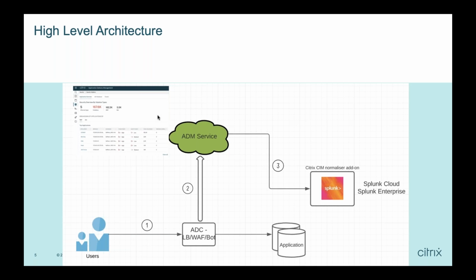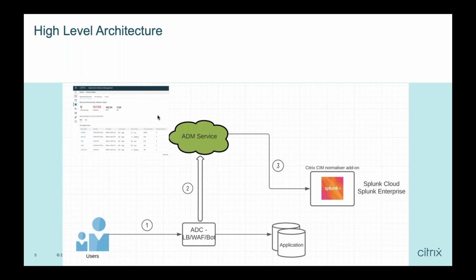Now the Splunk instance could be running as a service on Splunk Cloud, or it could be a Splunk Enterprise instance. The violations that we export from ADM service are in JSON format. And so we have a Citrix SIEM normalizer add-on that we have built along with this integration that can be installed on your Splunk instance.